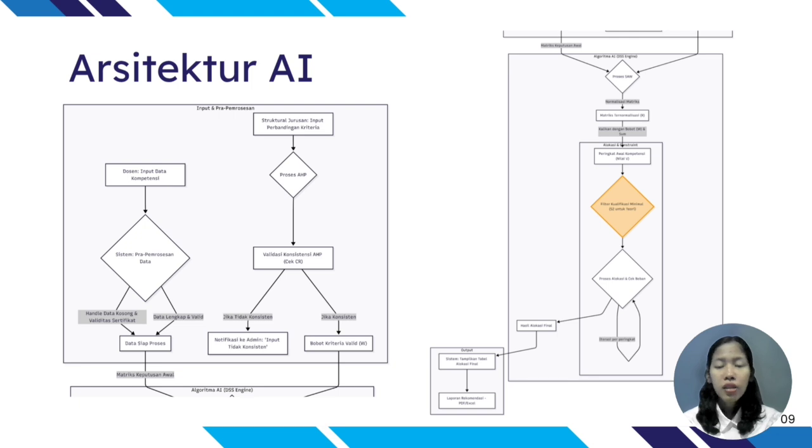Next, this slide shows the AI architecture. The process begins with inputting lecturer data, then the system validates and calculates using the AHP method. Next, the weighted data is processed using the SAW method to calculate and rank lecturers. Finally, the system generates recommendations for the most suitable lecturer or coordinator.